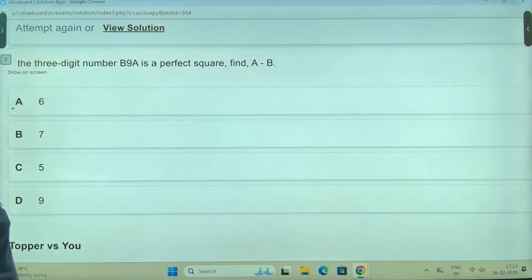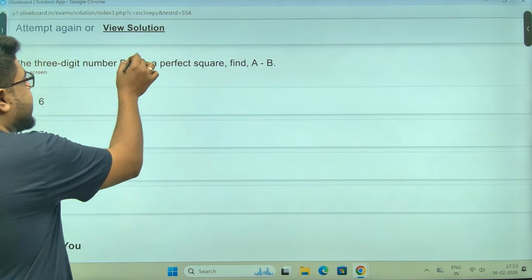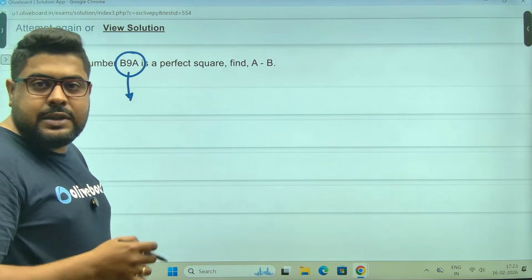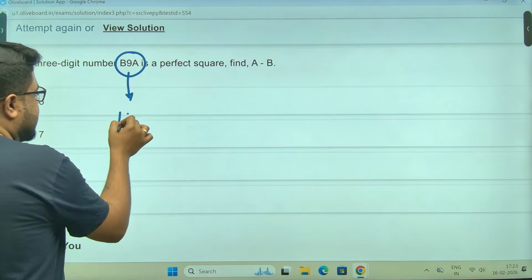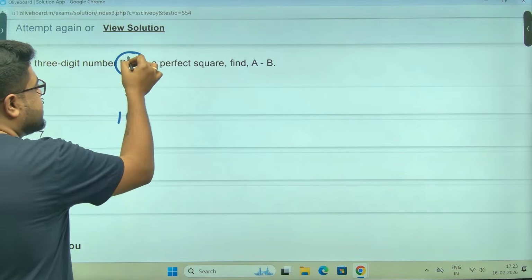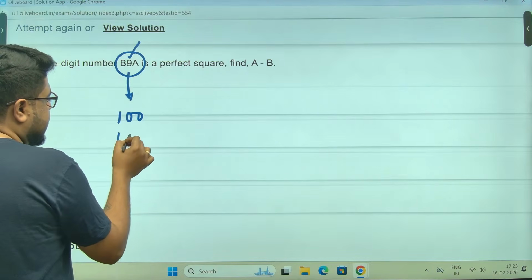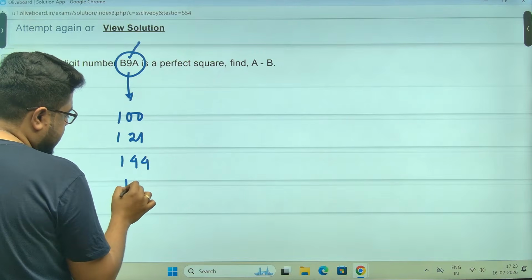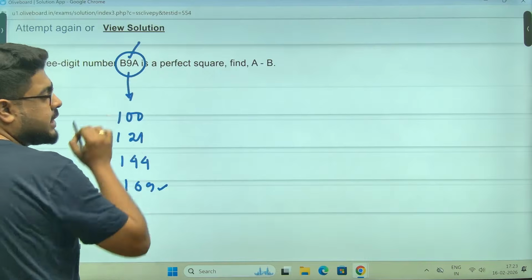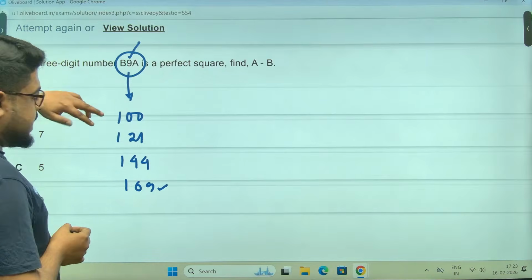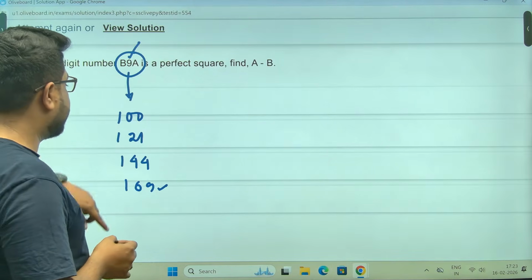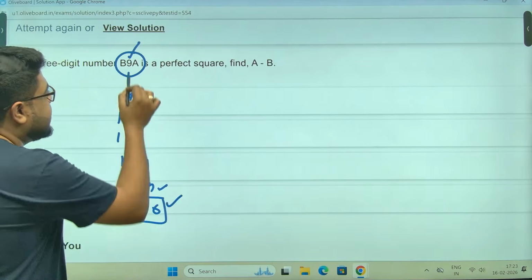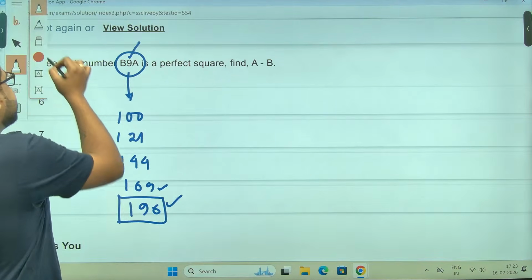Sir, 3-digit perfect square number. Acha. Sir, again, you have to do trial. 3-digit smallest square number is 100. Definitely not, because the middle number must be 9. So then next is 121, 11 square, 12 square, 13 square. 9 is here but not in the middle. 13 gone, 14 square is the answer. 196. You see, 9 is in the middle.